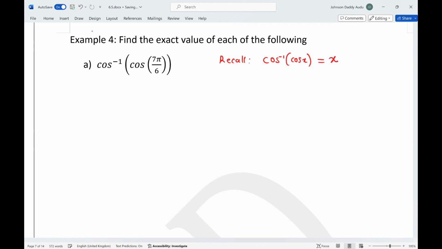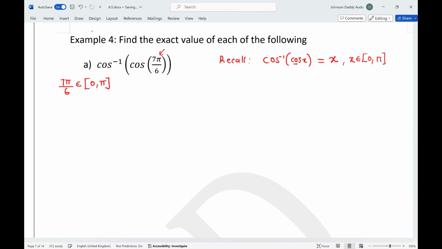right? But when x is where? X has to be in the domain of cosine. And what is the domain of cosine? The domain of cosine is 0 to pi. So the first thing we need to check is whether 7 pi over 6 is inside 0 to pi. If it is, then we would just say the answer is 7 pi over 6.